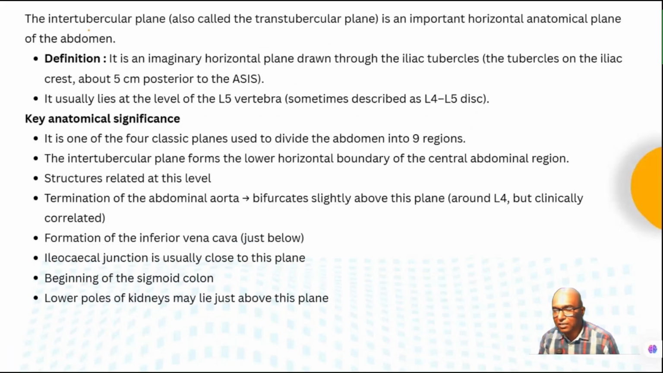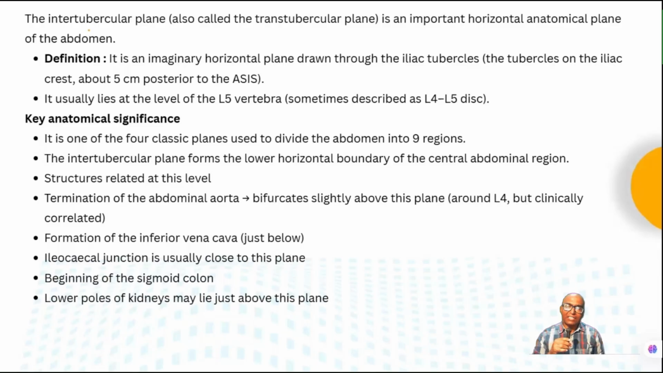Okay, now the next transverse plane is the intertubercular plane. This is also called the transtubercular plane. It is an important horizontal anatomical landmark of the abdomen. It is an imaginary horizontal plane drawn through the iliac tubercles. Now which are these iliac tubercles? They are approximately 5 centimeters posterior to the anterior superior iliac spine. So if you go 5 centimeters posterior to the anterior superior iliac spine, you will get the iliac tubercle. So from these iliac tubercles on both sides, the imaginary line is the transtubercular plane.